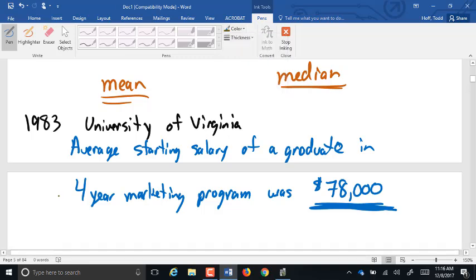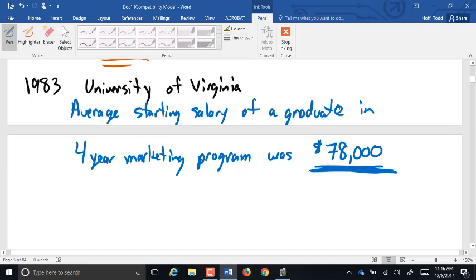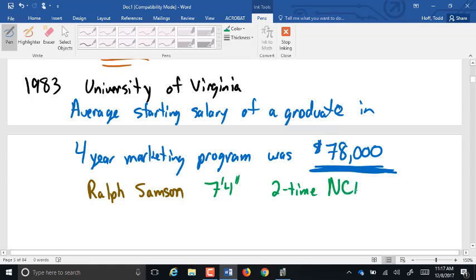Well, what they failed to disclose here was that one of the graduates who actually did graduate with a bachelor's degree in marketing was a young man by the name of Ralph Sampson. Mr. Sampson was 7 feet 4 inches tall. Both his junior and senior year, Mr. Sampson was the NCAA Basketball Player of the Year.